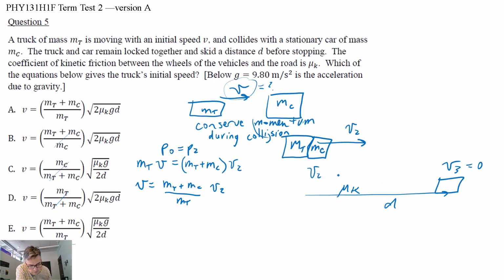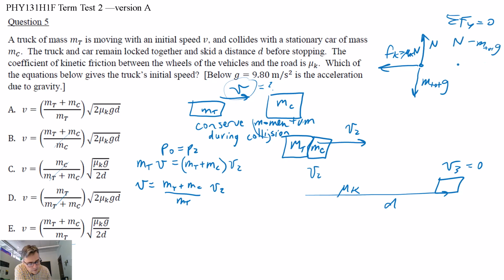So we're going to use, first of all, a force diagram. You've got normal force acting up. You've got M total or something like that acting down times g. And you've got this F_k acting backwards, which is mu sub k times N. You've got the sum of all the forces in the y direction is equal to 0. That's N minus M total times g. So that means that N equals the mass total times g.